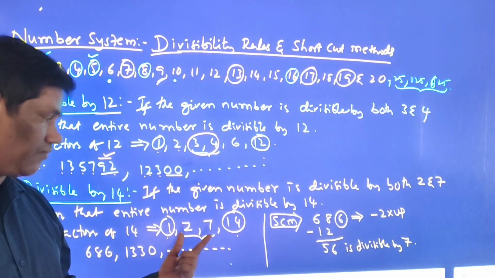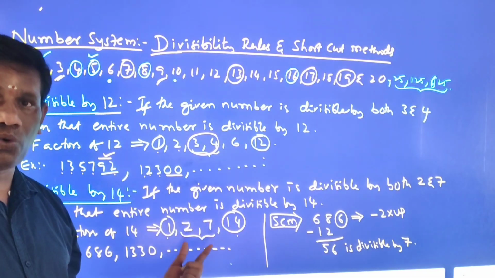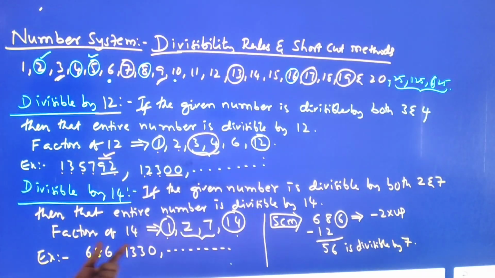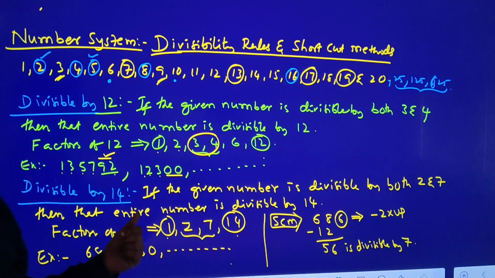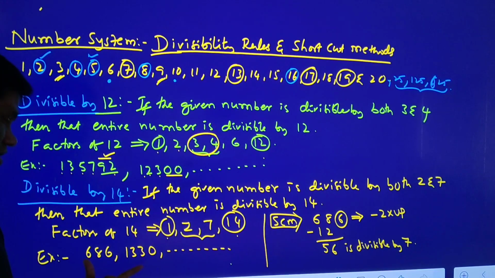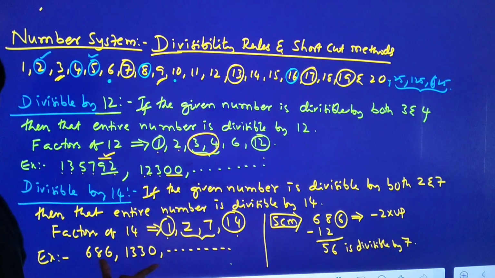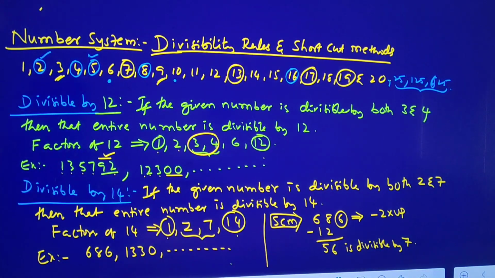So that's why we are taking it: if the number is divisible by 2 as well as 7, that number is divisible by 14. Here there is no odd number which is divisible by 14, because 14 is an even number. So that's why we have to take only even numbers, that is, even numbers are divisible by 2. So the first example is 686. Is 686 divisible by 14 or not?